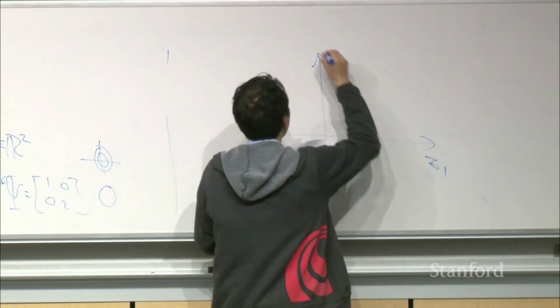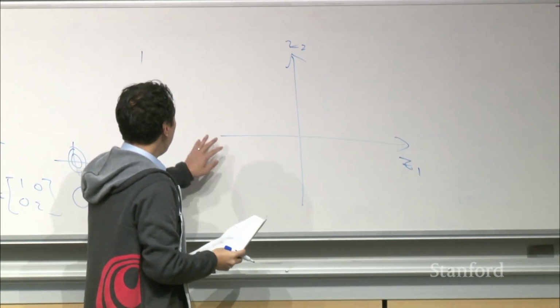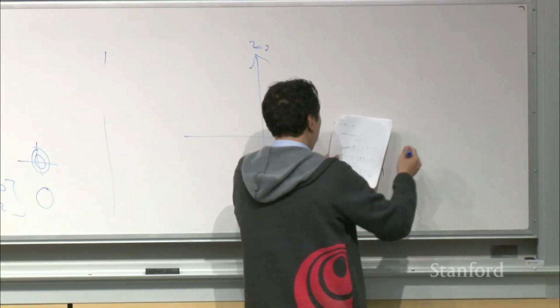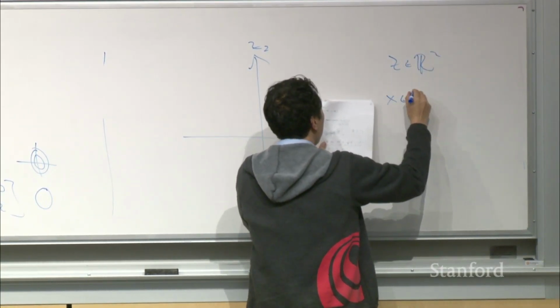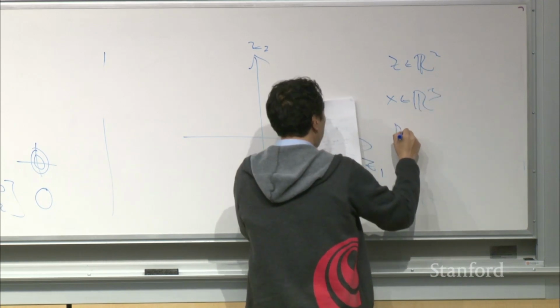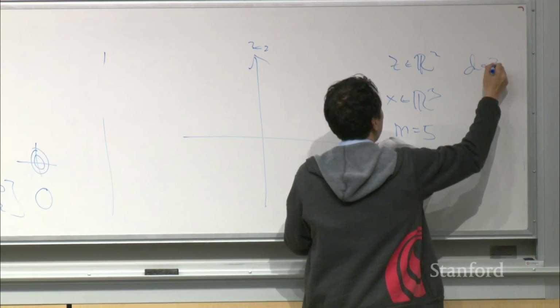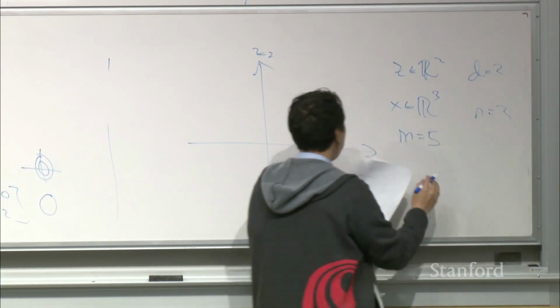Let me quickly do one more example, because these are high-dimensional spaces, and I think it's useful to build intuition. Let's go through an example where z is in R2, x is in R3, and let's use m equals 5. So d equals 2, n equals 3.